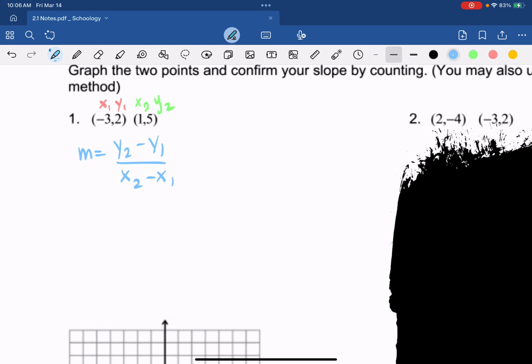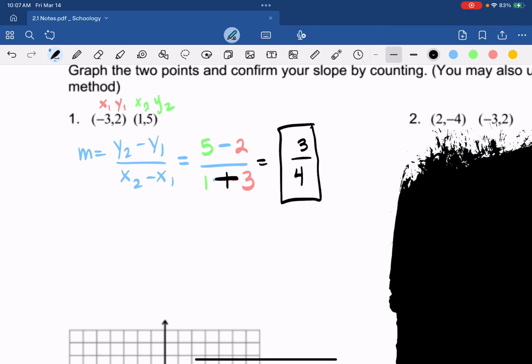So now it's just a matter of plugging and chugging. So I'm going to come down here. I'm going to plug in my values. So I have a 5 minus 2 over 1 minus negative 3. Now, when we minus a negative, we know that we can turn that into a plus. So really, I have 3 over 4. I can't simplify that anymore, so I'm going to leave it. We never like to have decimals for slope. So for slope, we don't want decimals. Okay? So we always should leave it as a fraction.